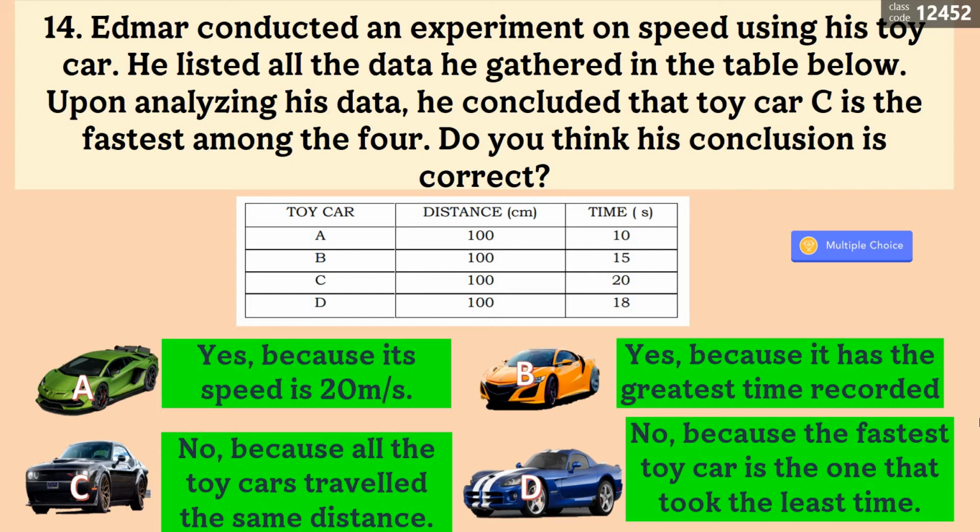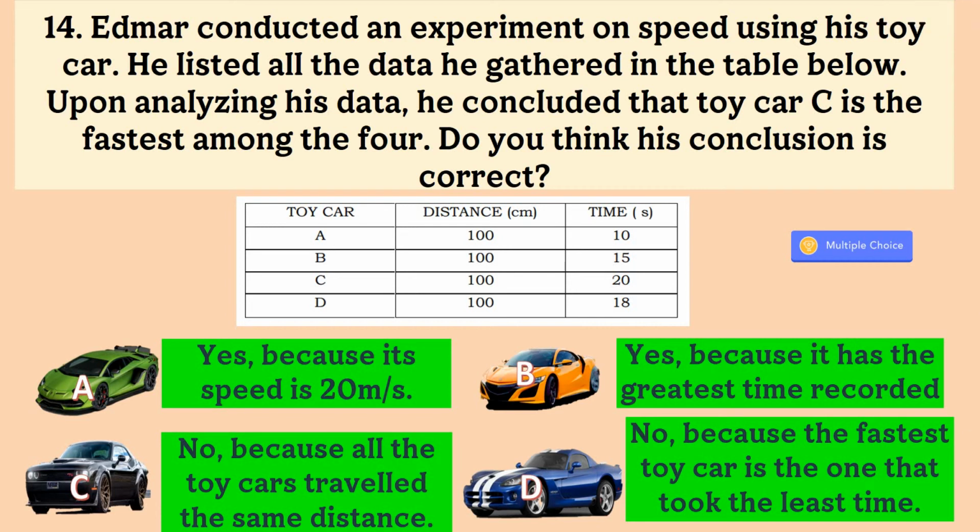Okay, is it A? Yes, because its speed is 20 meters per second. B. Yes, because it has the greatest time recorded. C. No, because all the toy cars travel the same distance. Or letter D. No, because the fastest toy car is the one that took the least time. Very good. The correct answer here is letter D. No, because the fastest toy car is the one that took the least time.